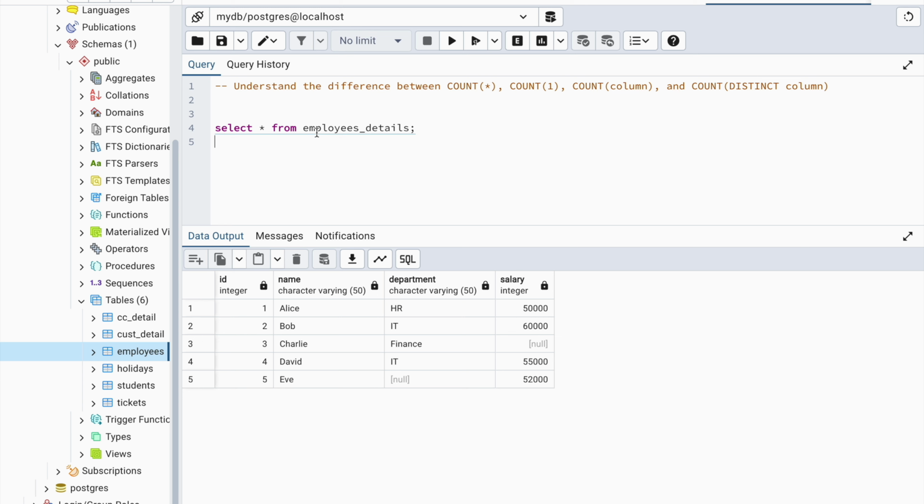Here I have the employee details table where we are going to use the department column. It also has some null values. This example will cover all the possibilities so that you can understand the concept properly.